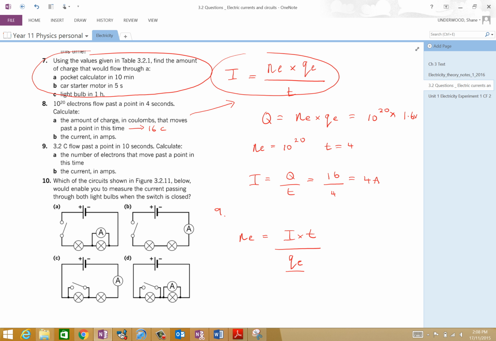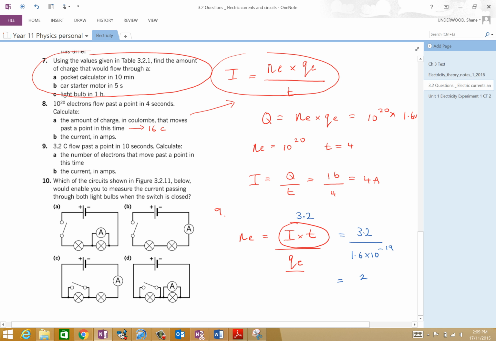But the charge is I times T. So I times T, or the charge, is 3.2. So the number of electrons is 3.2 coulombs of charge divided by 1.6 by 10 to the negative 19. Now let's try and do this without a calculator. First of all, 3.2 divided by 1.6 is what? 2.